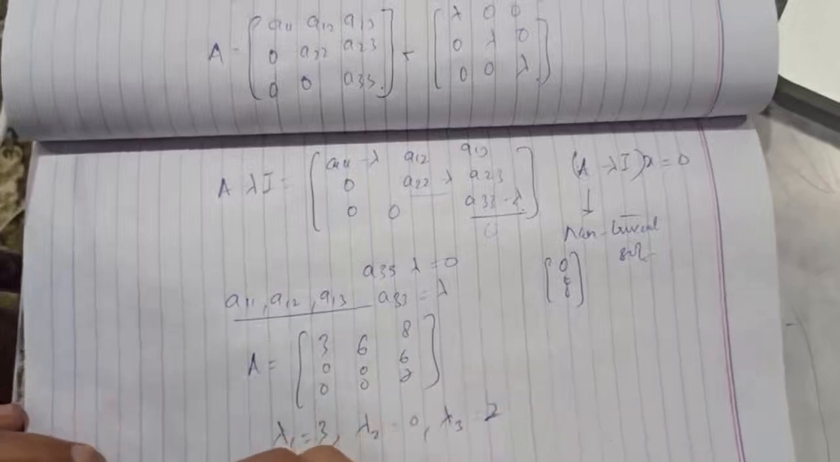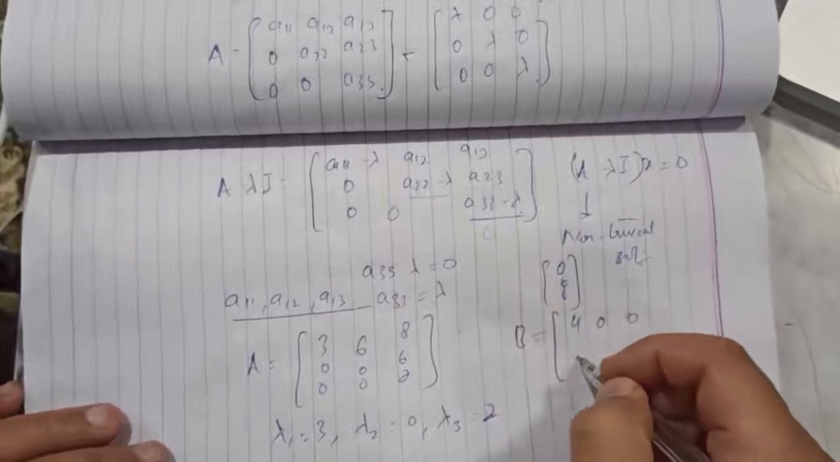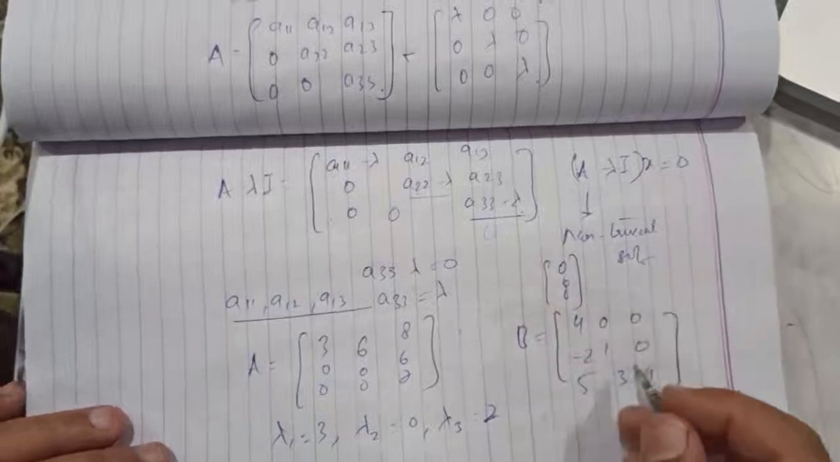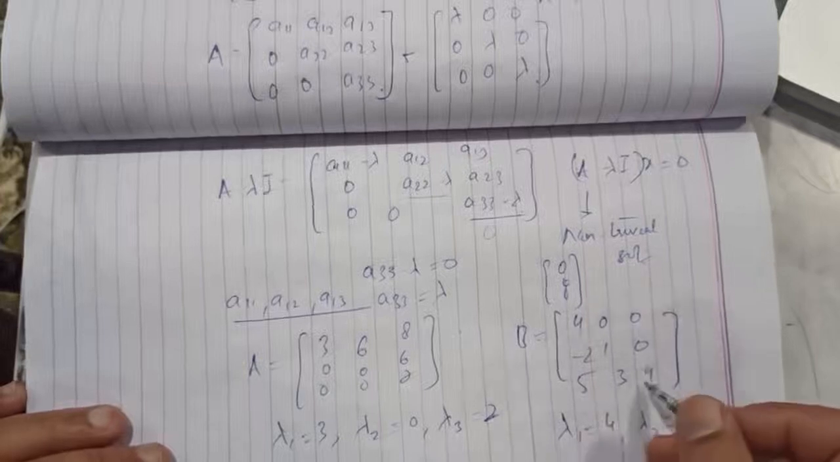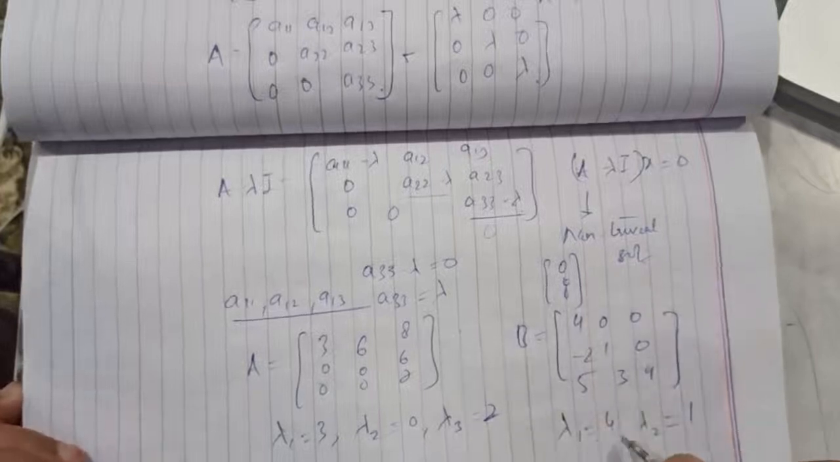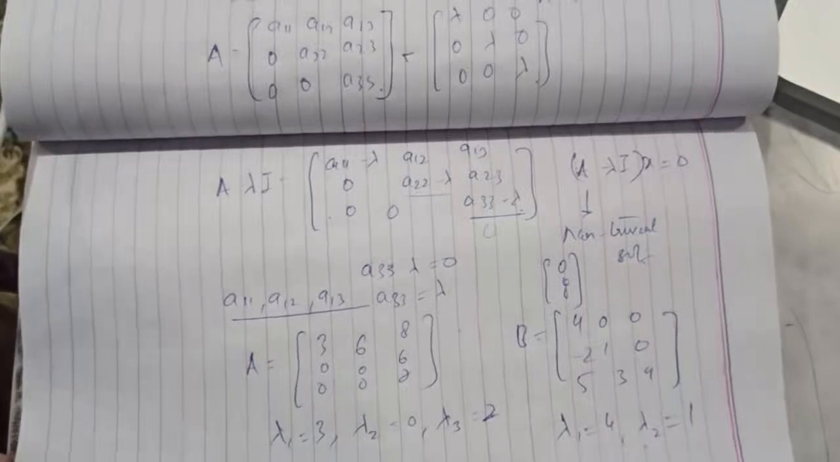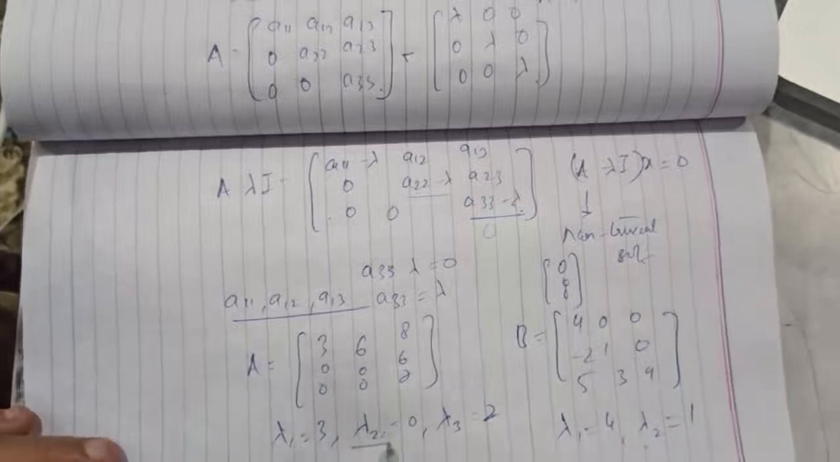Similarly, if this is the matrix B, which is 4 0 0, minus 2 1 0, 5 3 and 4, the eigenvalues of this matrix are lambda 1 equals 4 and lambda 2 equals 1, because lambda 3 repeats itself, so lambda 1 equals lambda 3 equals 4. There are only 2 eigenvalues.